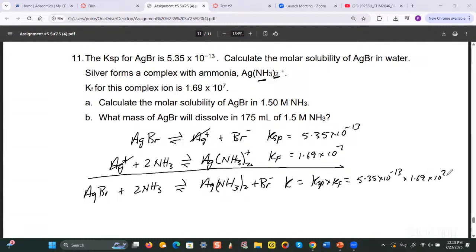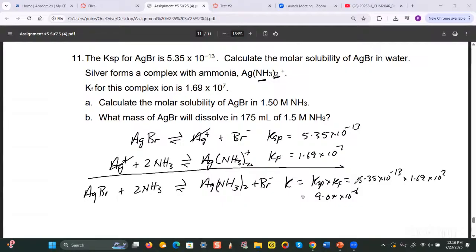So let's do that calculation. 5.35 times 10 to the minus 13 times 1.69 times 10 to the 7. And when I did that, I got, rounded off to 3 sig figs, 9.04 times 10 to the minus 6, all right? So that's the equilibrium constant for the net equation.